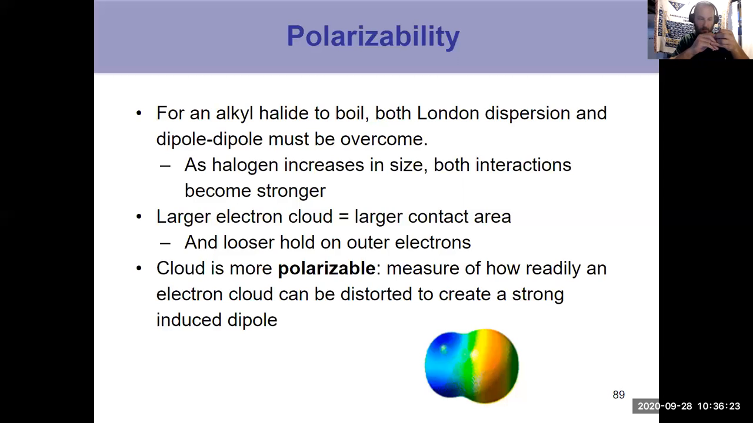When we were just talking about branching, contact area is significant. It's also a looser hold on the outer electrons because they're further away from the nucleus in that halogen. That means that the electron cloud is more polarizable, right? Notice this slide labeled polarizability. That means the electron cloud can be more easily distorted to create an induced dipole, okay? It's more polarizable. Because those electrons are less tightly held, it's easier to create induced dipoles.